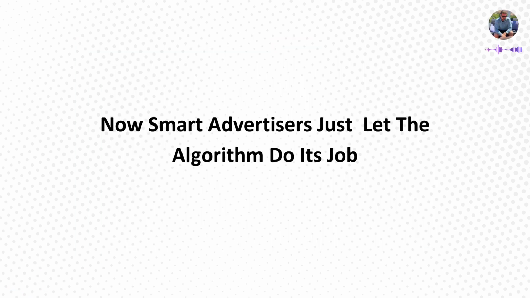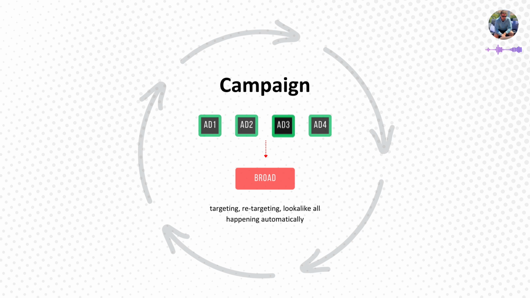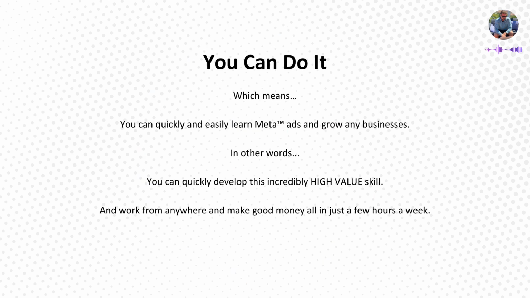So now smart advertisers just let the algorithm do its job. And instead of having complex setups like the one I showed you before, now you can just run one campaign with a handful of good ads to a broad audience, and the targeting and retargeting and lookalike audiences are all happening automatically, which means you can quickly and easily learn Meta ads and grow any business. In other words, you can quickly develop this incredibly high value skill and work from anywhere in the world and make good money all in just a few hours a week.